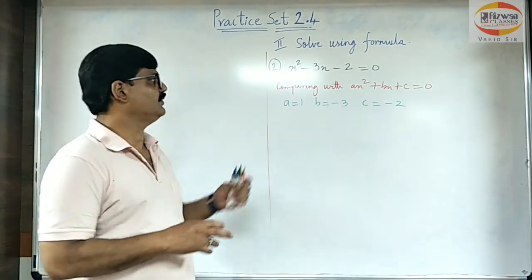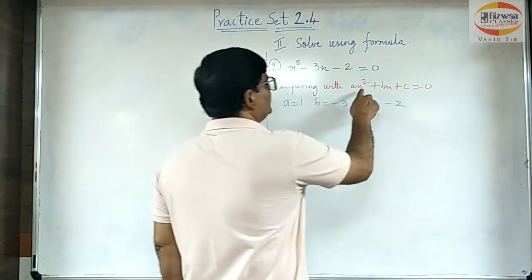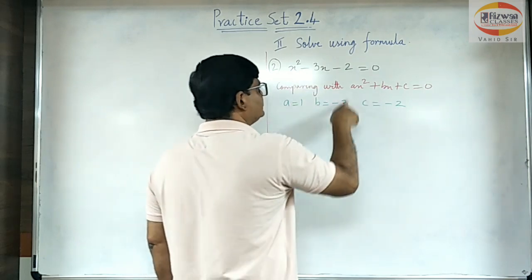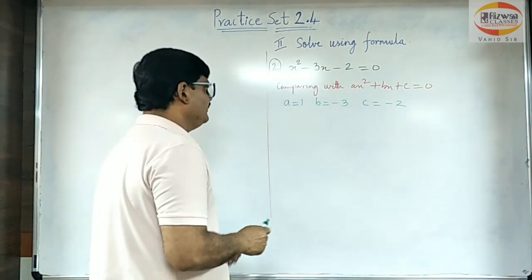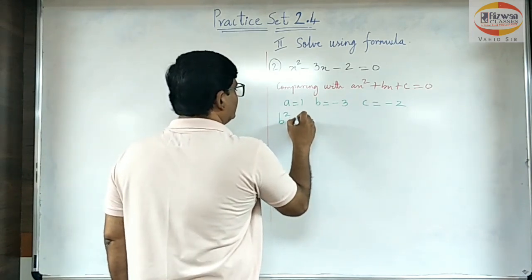If you check this out, x square minus 3x minus 2 is equal to 0. Now here again we are comparing with ax square plus bx plus c. So a is 1, b is minus 3 and c is minus 2. Now what we have to do here in this case is, as I told you, b square minus 4ac.